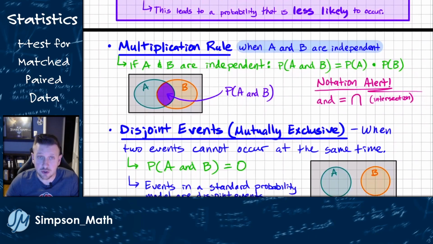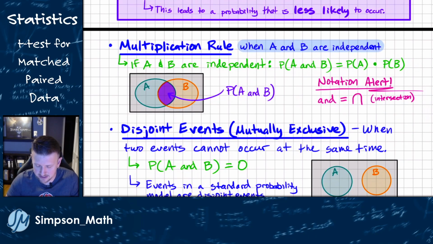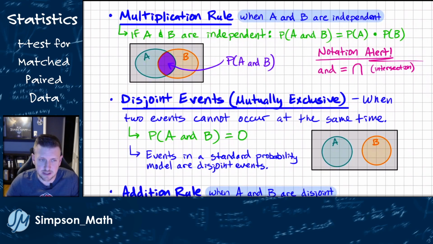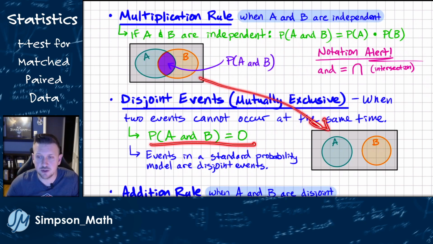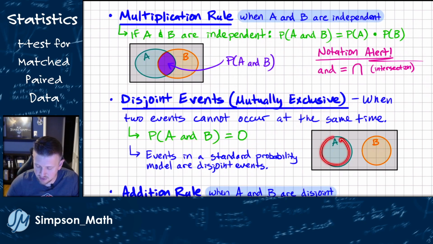We need to talk about the term disjoint events because we're using it in the next thing. So disjoint is when two events cannot occur at the same time. So in probability speak, that's A and B is 0. So compare these two Venn diagrams, and you should notice that A and B don't overlap at all. They have nothing in common, right? So if they cannot occur at the same time, then they're what we call disjoint, or another vocab term that means the same thing, mutually exclusive. So in a standard probability model, these events are disjoint events.